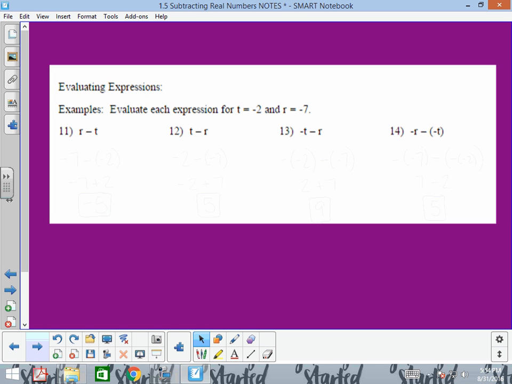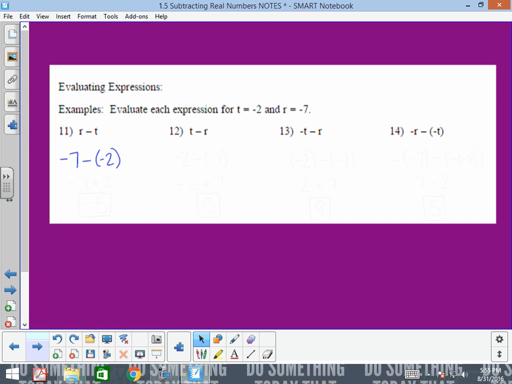All right. Next, we're looking at evaluating expressions. We're going to evaluate each expression for t equals negative 2 and r equals negative 7. Now, since our t and our r are equal to negative integers, I'm going to make sure I use parentheses where I have an r and a t. So on this first one, we have negative 7 minus negative 2.